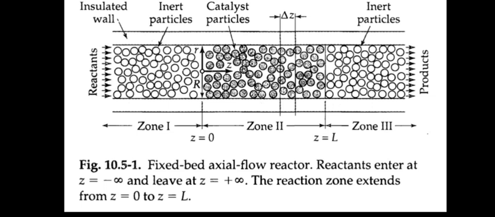They are sequential along the axial length of the reactor. The fluid stream first enters zone 1, then flows into zone 2, where the reaction occurs, and finally exits through zone 3.